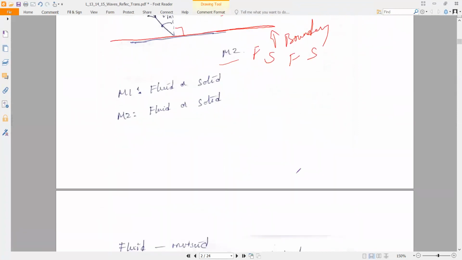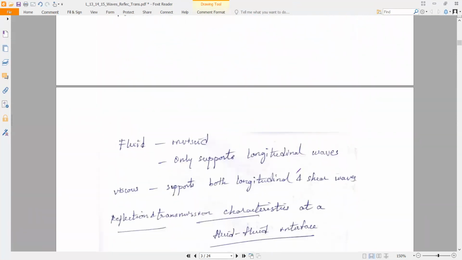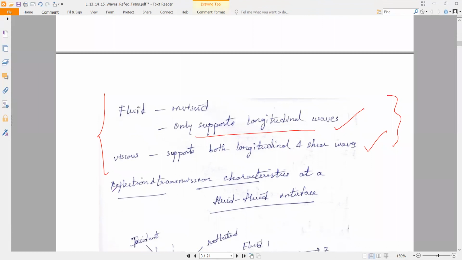Now, as the fluids which we are considering are inviscid, they will only support longitudinal waves. If the fluid has viscosity, only then can it support shear waves, as well as longitudinal. If you can understand this, that's fine, but even otherwise, you can take this as a well-established concept. We are not deliberately getting into the derivations of it.